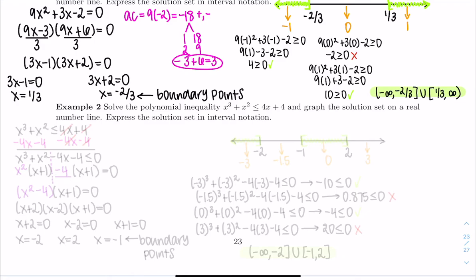Alright, so for example number 2, we want to solve the polynomial inequality x cubed plus x squared is less than or equal to 4x plus 4, and then we're going to graph the solution set on a real number line and express the solution set in interval notation. So the first thing we have to do is we need to set it equal to 0. So we're going to move all the terms to one side. So we need to subtract 4x and subtract 4.